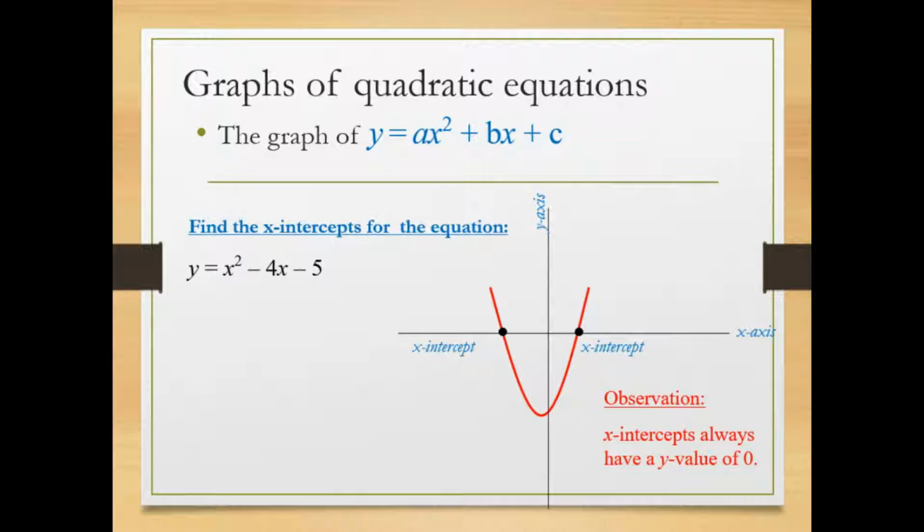In this example, the problem is asking for the x-intercepts for this equation. To find the x-intercepts, we will let y equal 0. Next, we have a quadratic equation in standard form, so we will factor and then use the principle of zero products to solve for x.